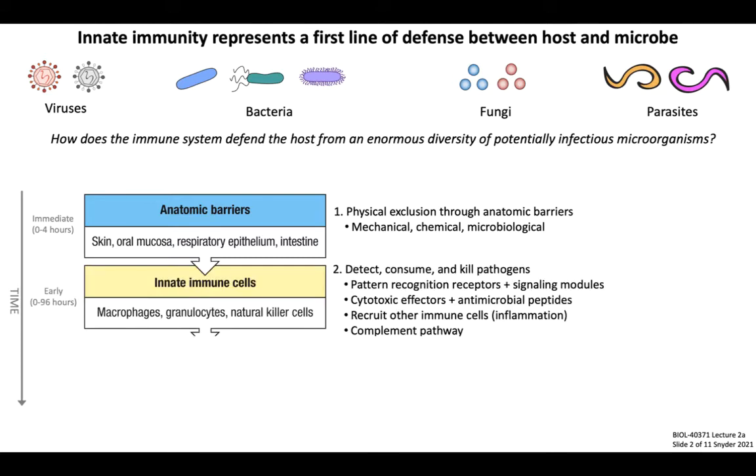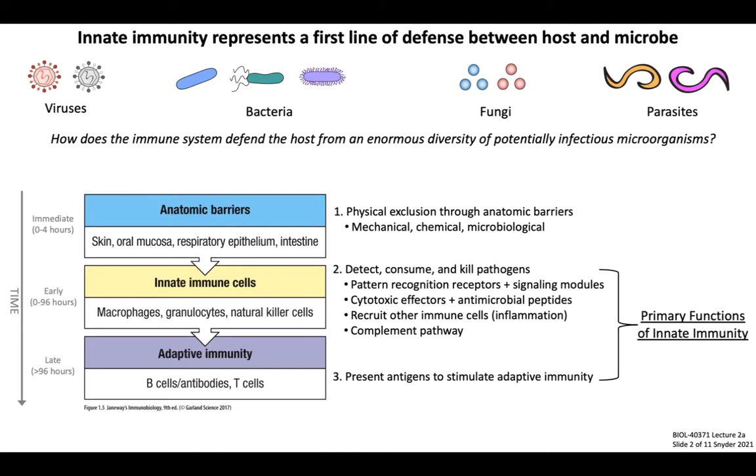The second process is innate immune activation, which we were first introduced to last week in week 1. These are often induced responses that are engaged rapidly in the first hours and days following initial infection. Now, we've already established that the detection, consumption, and killing of pathogens are key goals of an immune response, which the innate immune system accomplishes through pattern recognition receptors and their downstream signaling, the generation of cytotoxic effector molecules, the recruitment of other immune cells through a phenomenon called inflammation, and activation of the complement pathway. And these are all things that we're going to cover in upcoming lectures.